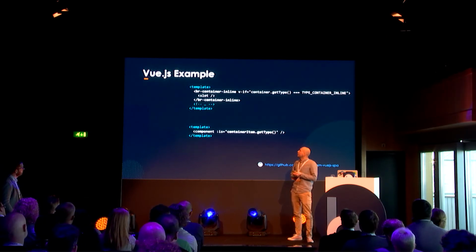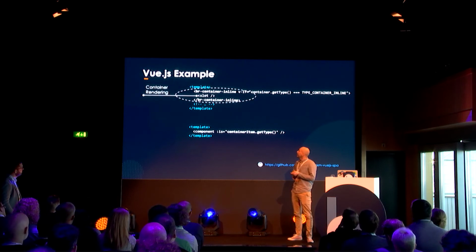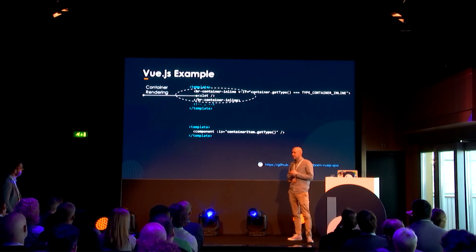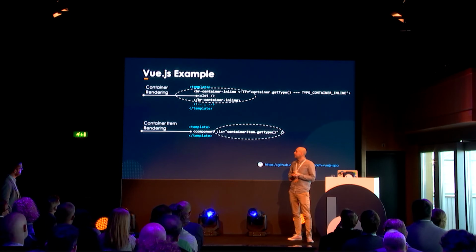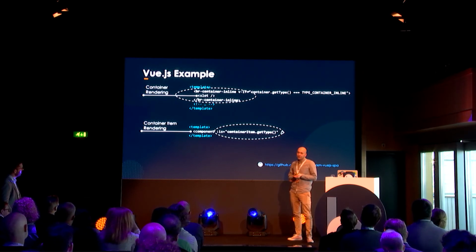Now, let's take a look at what we've got for the container. For the container, we have a very simple switch here. We are just rendering a specific template based on a container type, which we define on our backend. And the container item looks even simpler, because here we are just rendering a user-defined component, also based on a container item type, which we also define on our backend. And that's pretty much it.